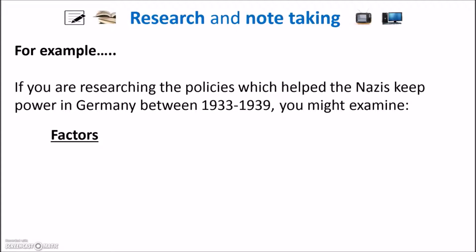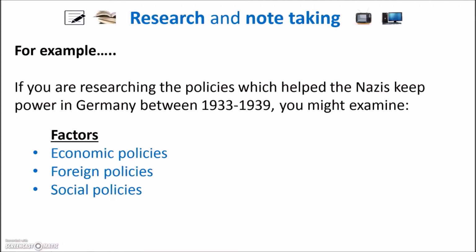Let's look at an example. If you were researching the policies which helped the Nazis keep power in Germany between 1933 and 1939, there are different factors you might consider. You might look at economic policies. You might look at foreign policies. Social policies would be relevant, and you may also look at military policies. These are the main factors. This, though, can still be quite general. So, to help you in your research, you might then want to identify the sub-factors which you'll consider.